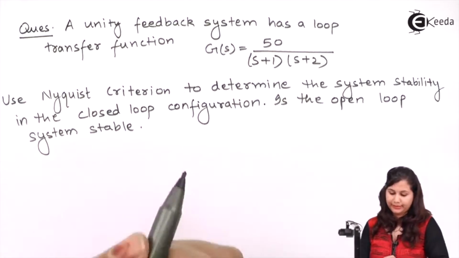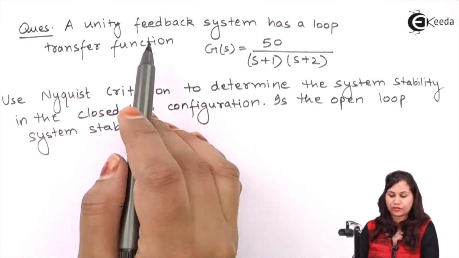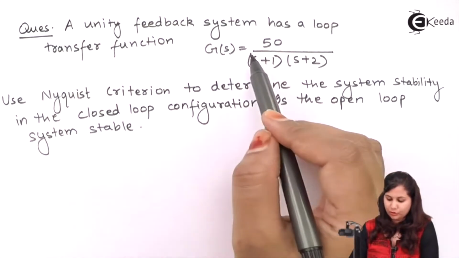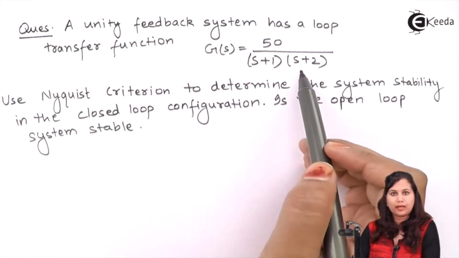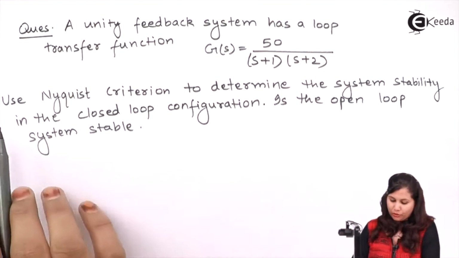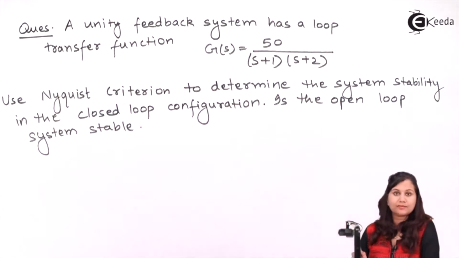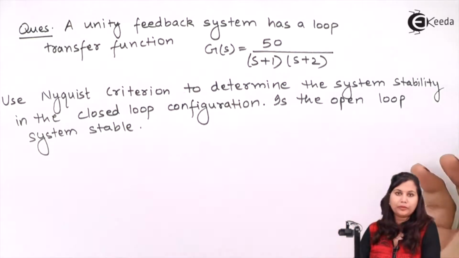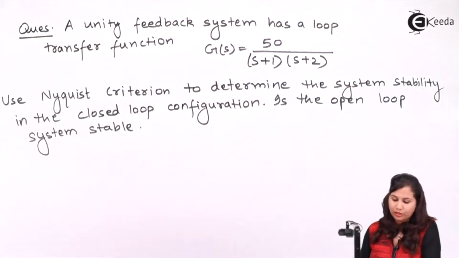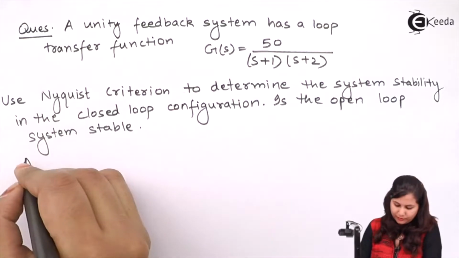So our problem is that a unity feedback system has a loop transfer function, and the transfer function is given to us as G(s) equals 50 upon (s plus 1)(s plus 2). We have to use the Nyquist criteria to determine the system stability in the closed loop configuration, and also we have to see whether the open loop system is stable or not. Okay, so let's try to solve this question.